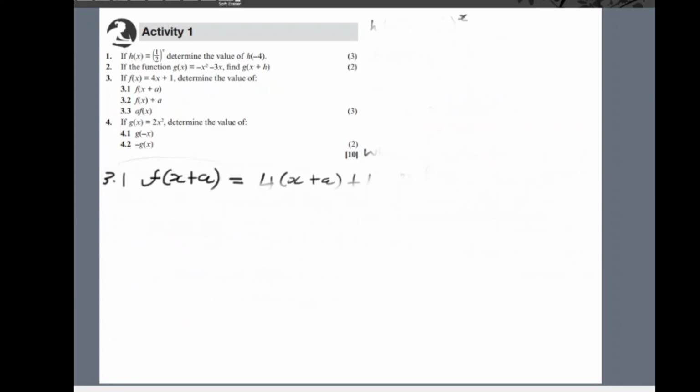Question 4, we have g of x is equal to 2x squared, and we want to determine g of minus x, right? This is another transformation of the graph of g. When we are saying g of minus x, we are simply reflecting the graph of g about the y-axis.